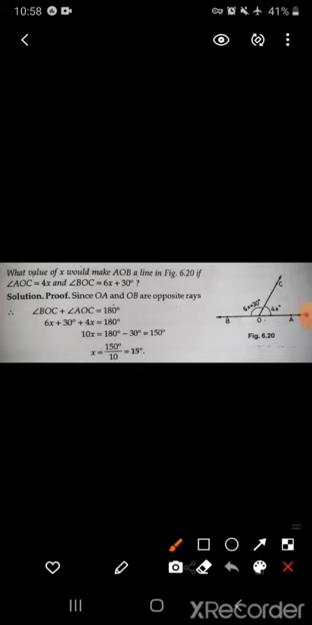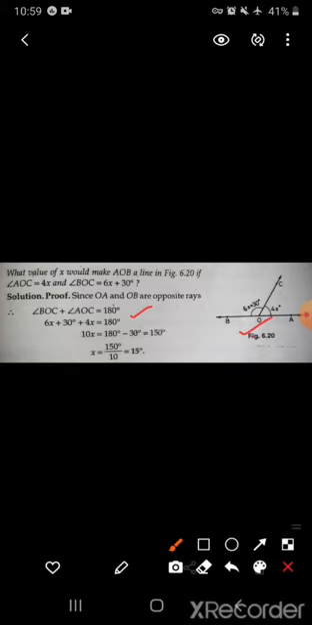For this, some hints are given to you that angle AOC is equal to 4x, angle BOC is equal to 6x plus 30 degree. Here you see in the figure, it looks like a linear pair, right? So hence the sum of angle BOC and angle AOC should be equal to 180 degree. Okay, we start from here.